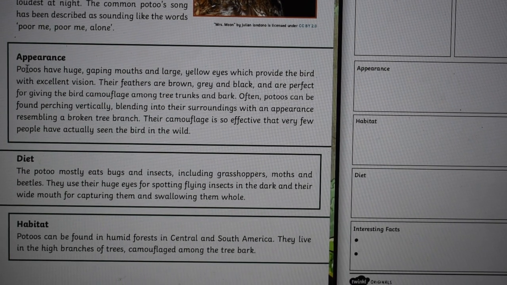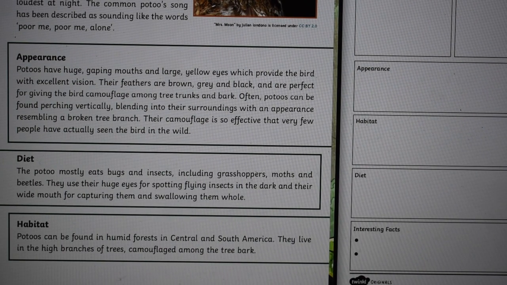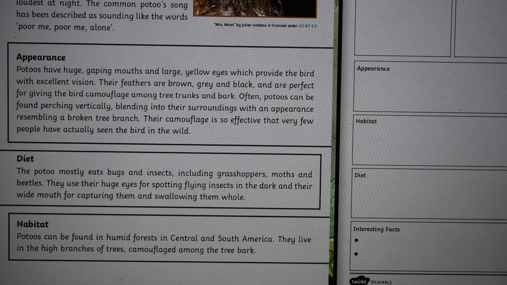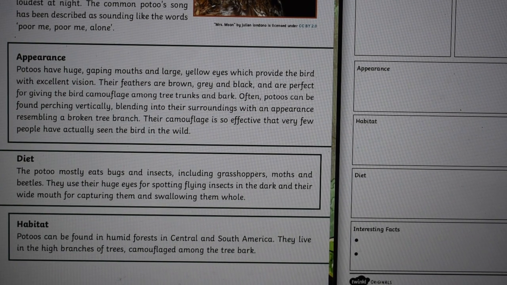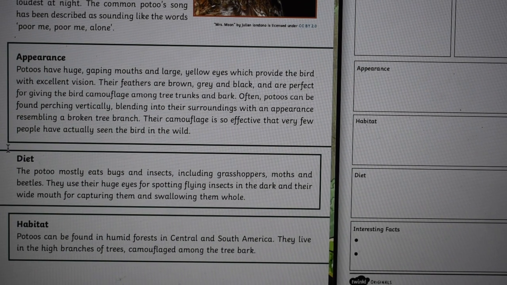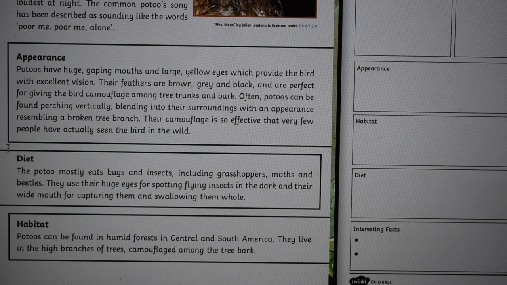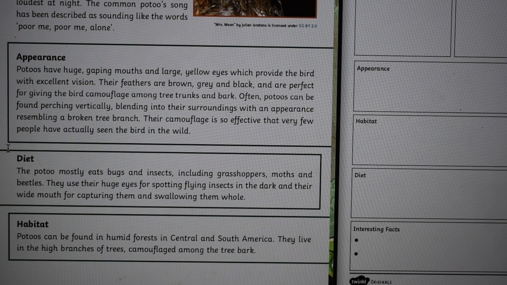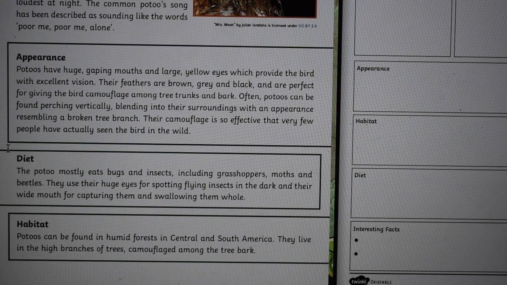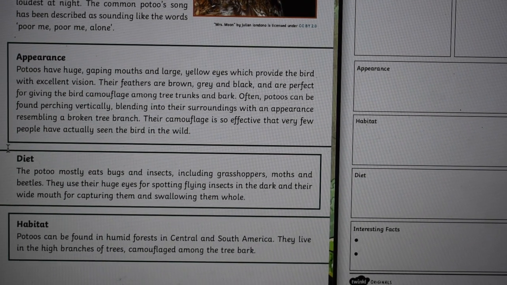Potoo. So, appearance. Potoos have huge gaping mouths and large yellow eyes, which provide the bird with excellent vision. Their feathers are brown, grey and black, and are perfect for giving the bird camouflage among tree trunks and bark. Often, potoos can be found perching vertically, blending into their surroundings, with an appearance resembling a broken tree branch. Their camouflage is so effective that very few people have actually seen the birds in the wild.